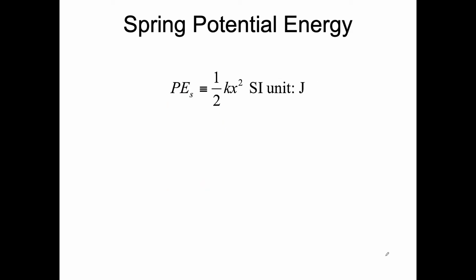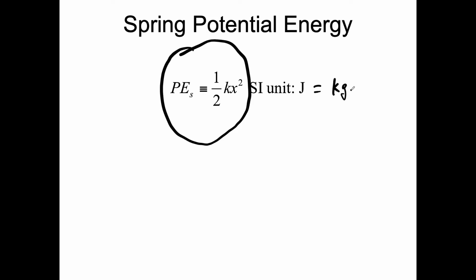To summarize, if we have a spring, then the potential energy of the spring is given by 1/2 kx squared. And we can check the SI unit for 1/2 kx squared would be exactly kilogram meter squared per second squared, which equals joule.